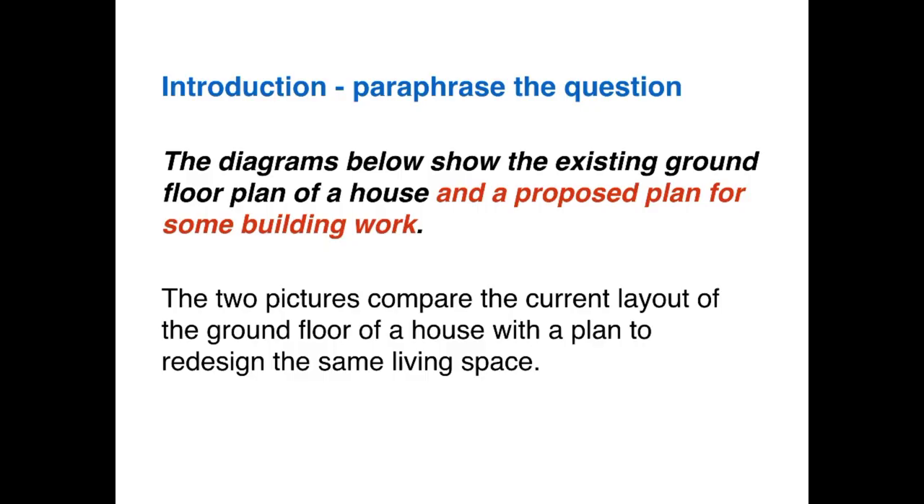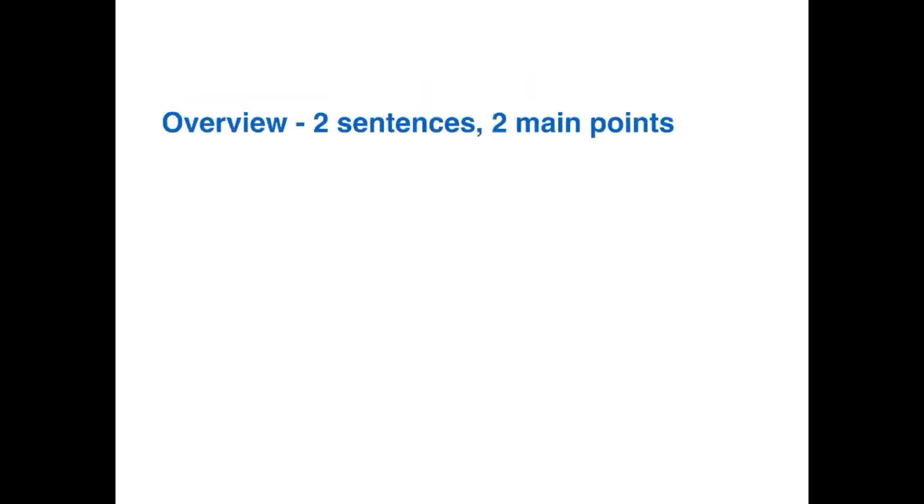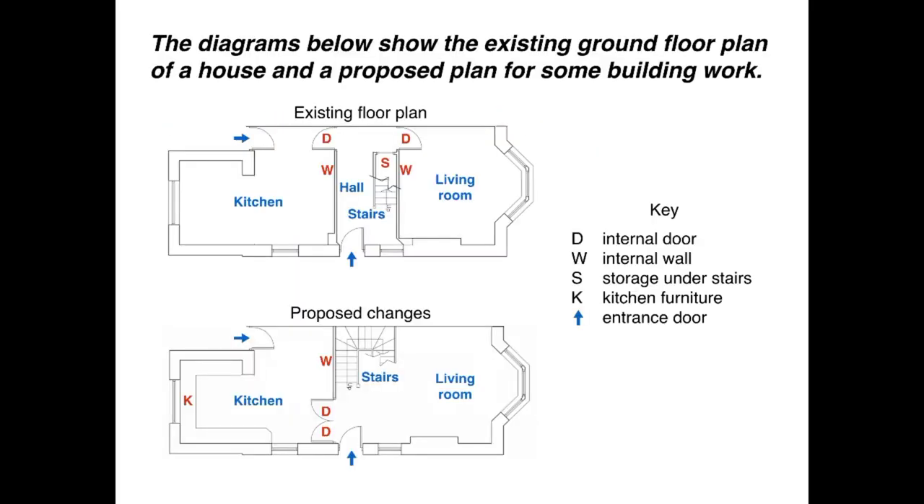And that's the introduction finished. The 2 pictures compare the current layout of the ground floor of a house with a plan to redesign the same living space. Now we can go on to our overview. 2 sentences, 2 main points. We need to look at the diagrams again and decide what to choose for this overview. So here's the diagram, and the main thing that I noticed first is that the hall that you see on the existing floor plan disappears. It's no longer on the new diagram. The other point that I'm going to mention for my overview is about the entrance doors.